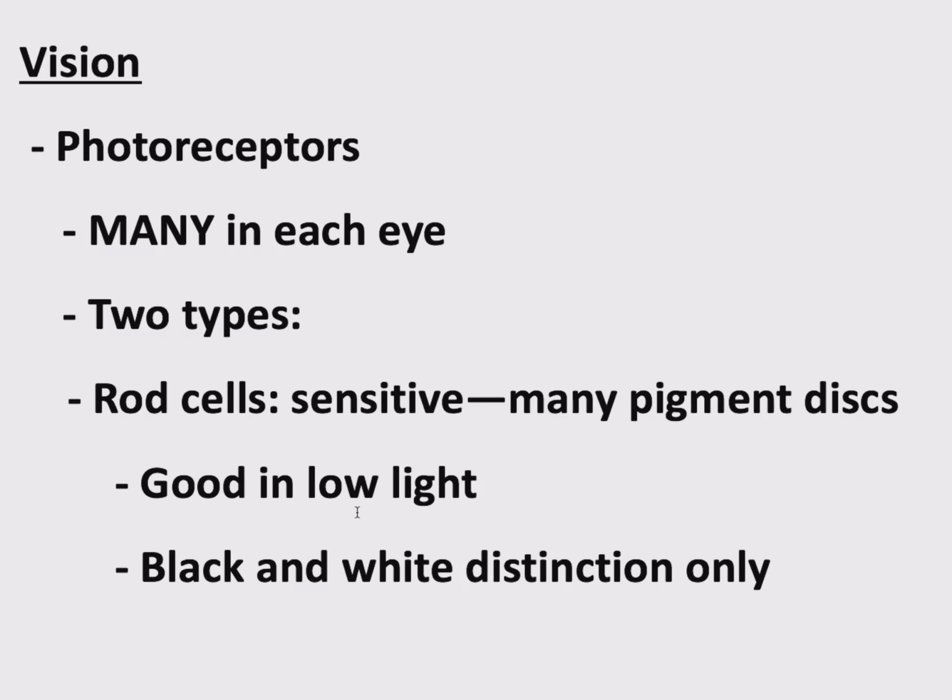So under low light conditions, if it's dark in your bedroom in the morning and you're trying to find the blue shirt to wear, unless you turn on a bright light, it's going to be difficult for you. Our ability to sense color is very limited in low light conditions because it's just the rod cells doing this, and they can only distinguish between black and white.